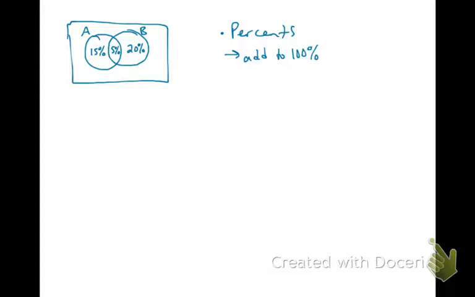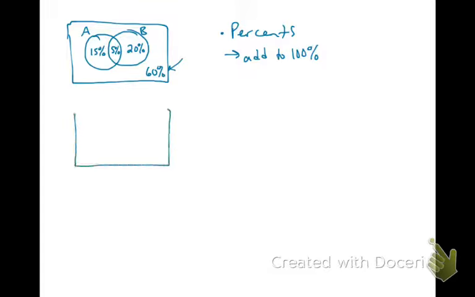So if I have 20, that makes 40, so that means I have 60% that's not accounted for. I'm going to put that number that's in neither A nor B into the bottom right-hand corner. It is helpful to draw a little box around it so you can organize it in one little space.